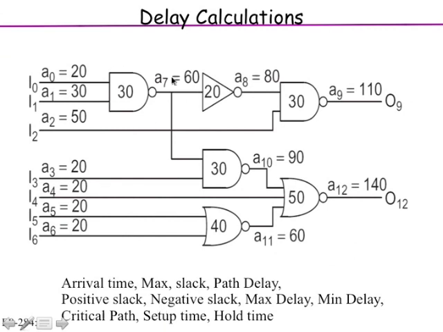Now, the delay of the gate itself is written within the gates. So the delay of the NAND2 gate is 30 units. Then the question is, what is the delay at the output of the NAND2 gate? That delay is calculated by figuring out the max of these two, since there are two inputs to the NAND2 gate.